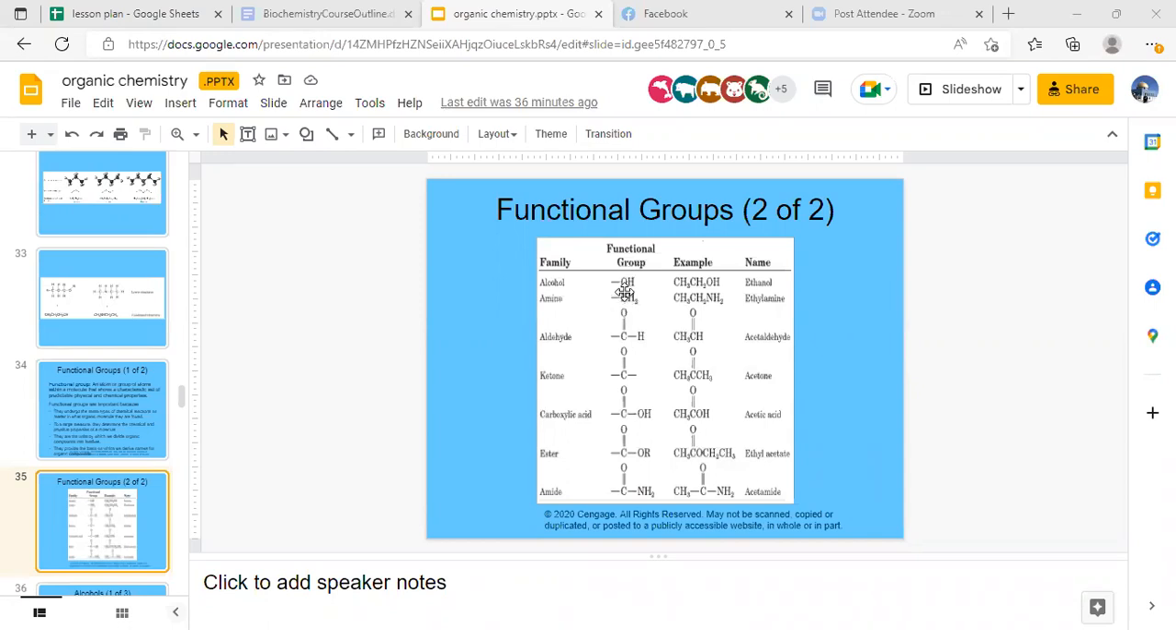Yung nitrogen mo may lone pair ka pa, minsan papakita yung electron. Yung oxygen mo dito kasi double bonded na siya. So papakita mo yung dalawang lone pairs. Okay?